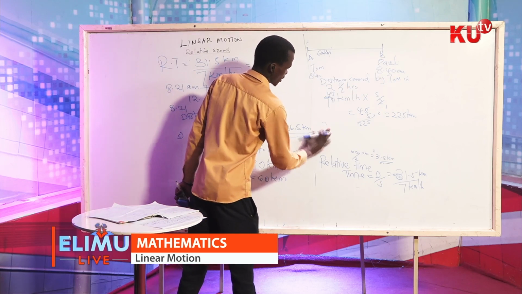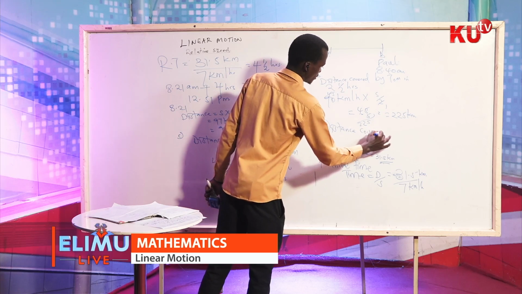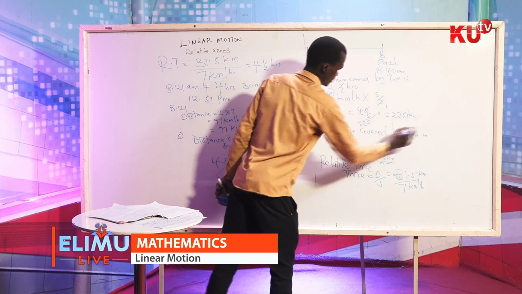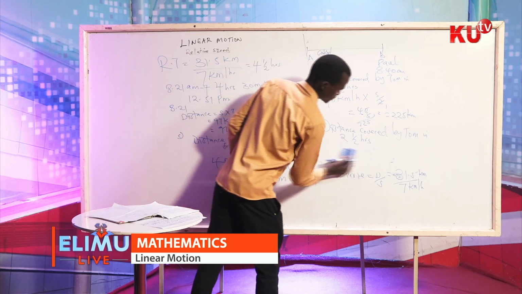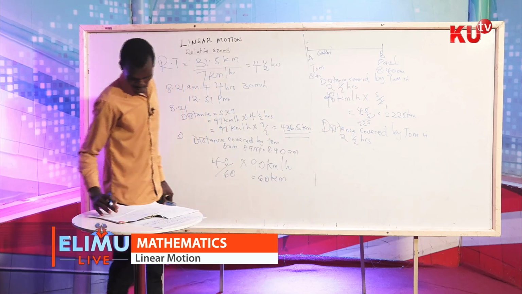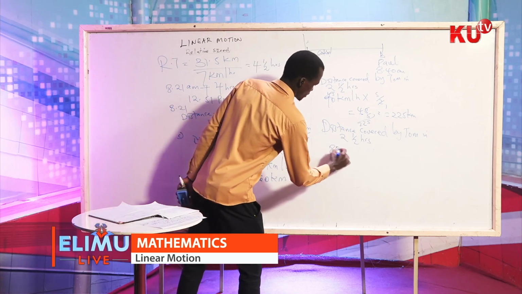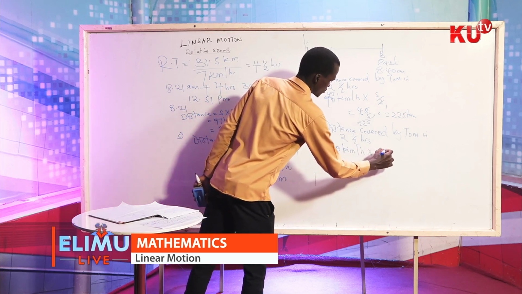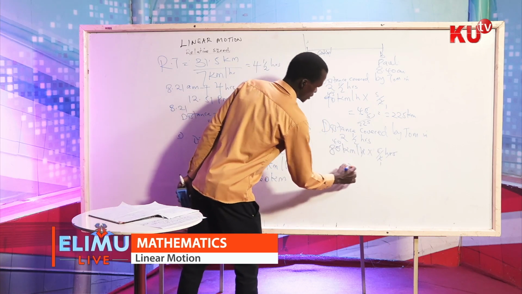So distance covered by Paul in 2.5 hours. That will be the speed of Paul, which was 80 kilometers per hour, times 5/2 hours. So here 1, here 40. That is 200 kilometers.